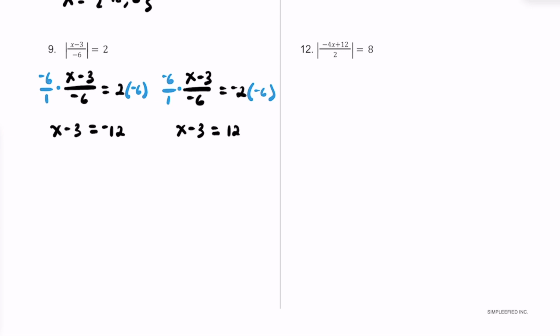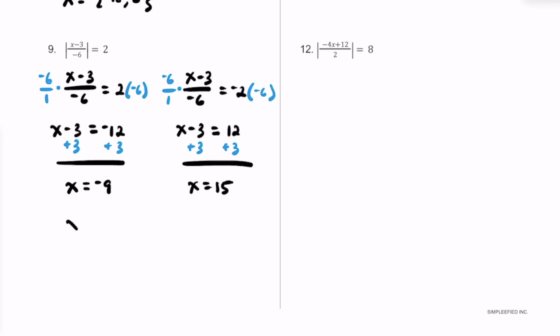To solve each of these equations, we can use the addition property of equality and add 3 to both sides. If we go ahead and add 3 to both sides, that should isolate x nicely. So for the equation on the left, we get negative 12 plus 3, which is negative 9. And the equation to the right, 12 plus 3 is going to be 15. So our two solutions here are going to be x is equal to negative 9 and positive 15.